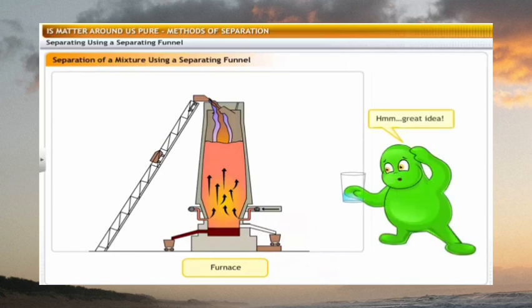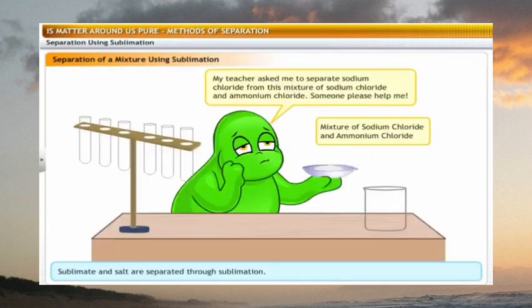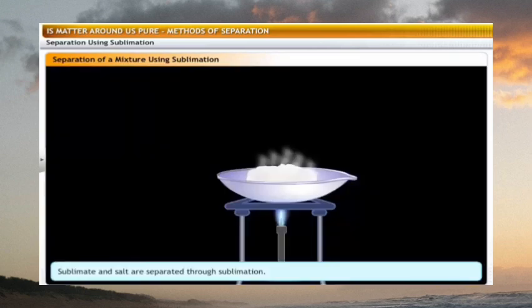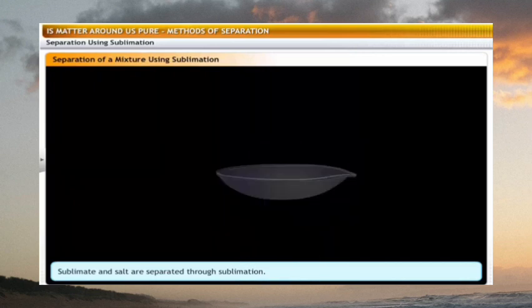Great idea. My teacher asked me to separate sodium chloride from this mixture of sodium chloride and ammonium chloride. Someone please help me. Ammonium chloride changes directly from the solid to the gaseous state on heating. This is known as sublimation.